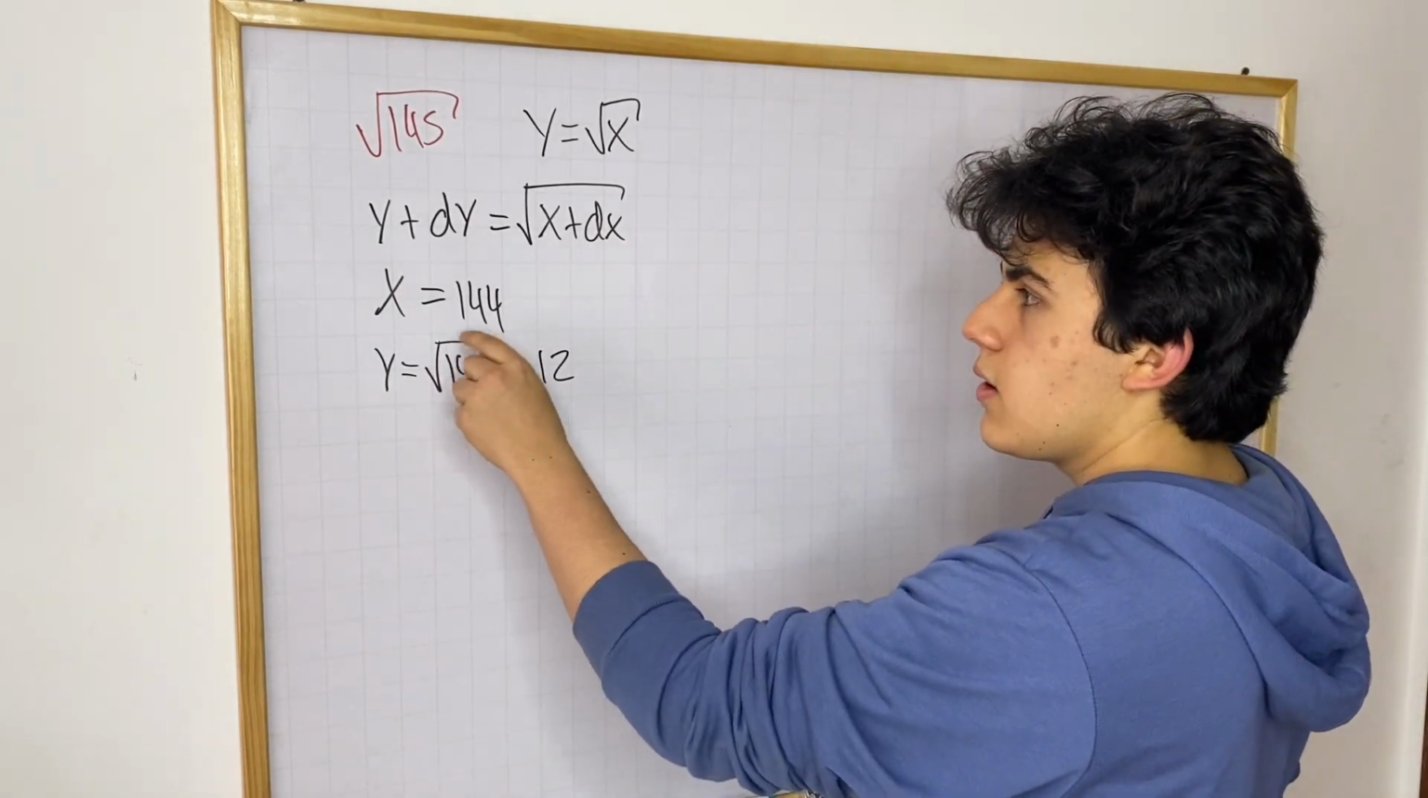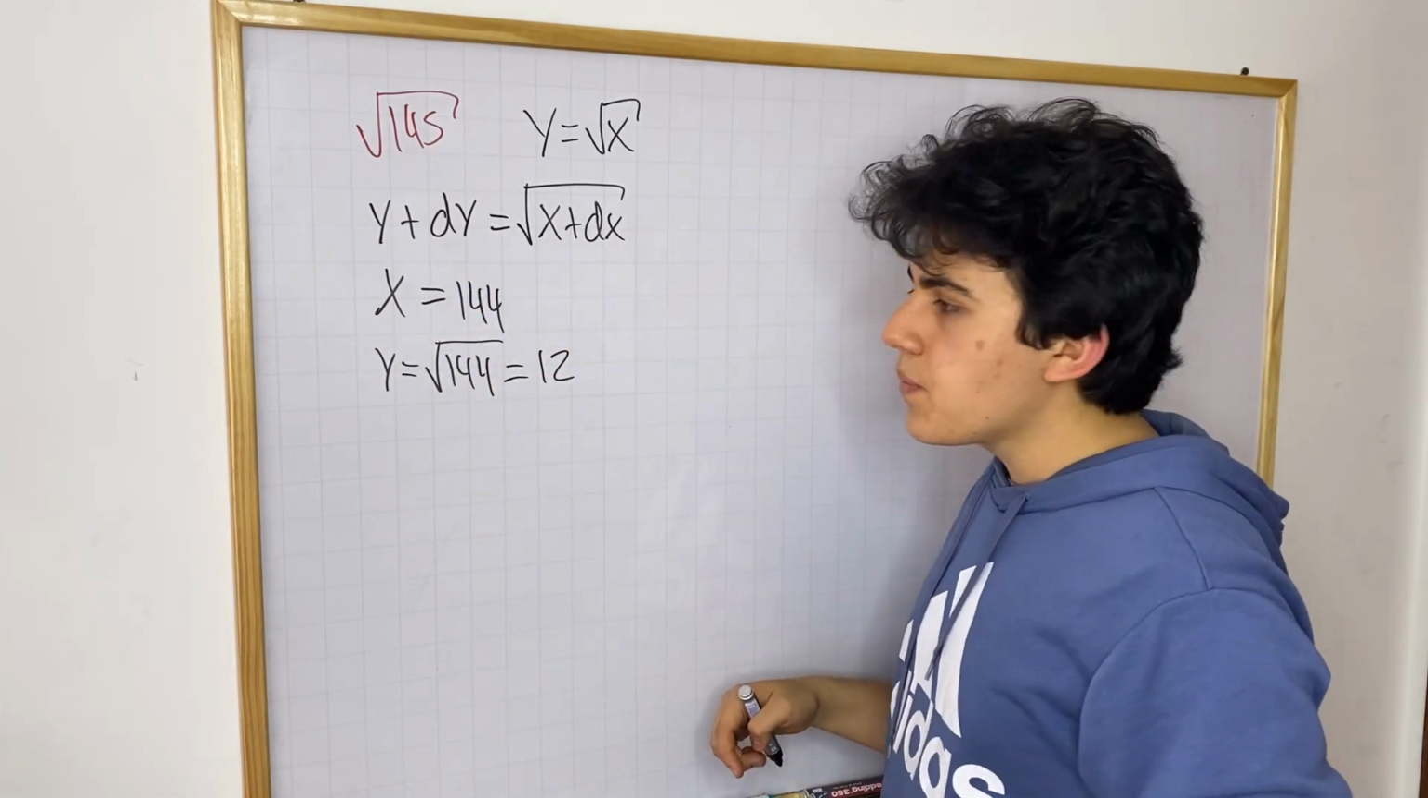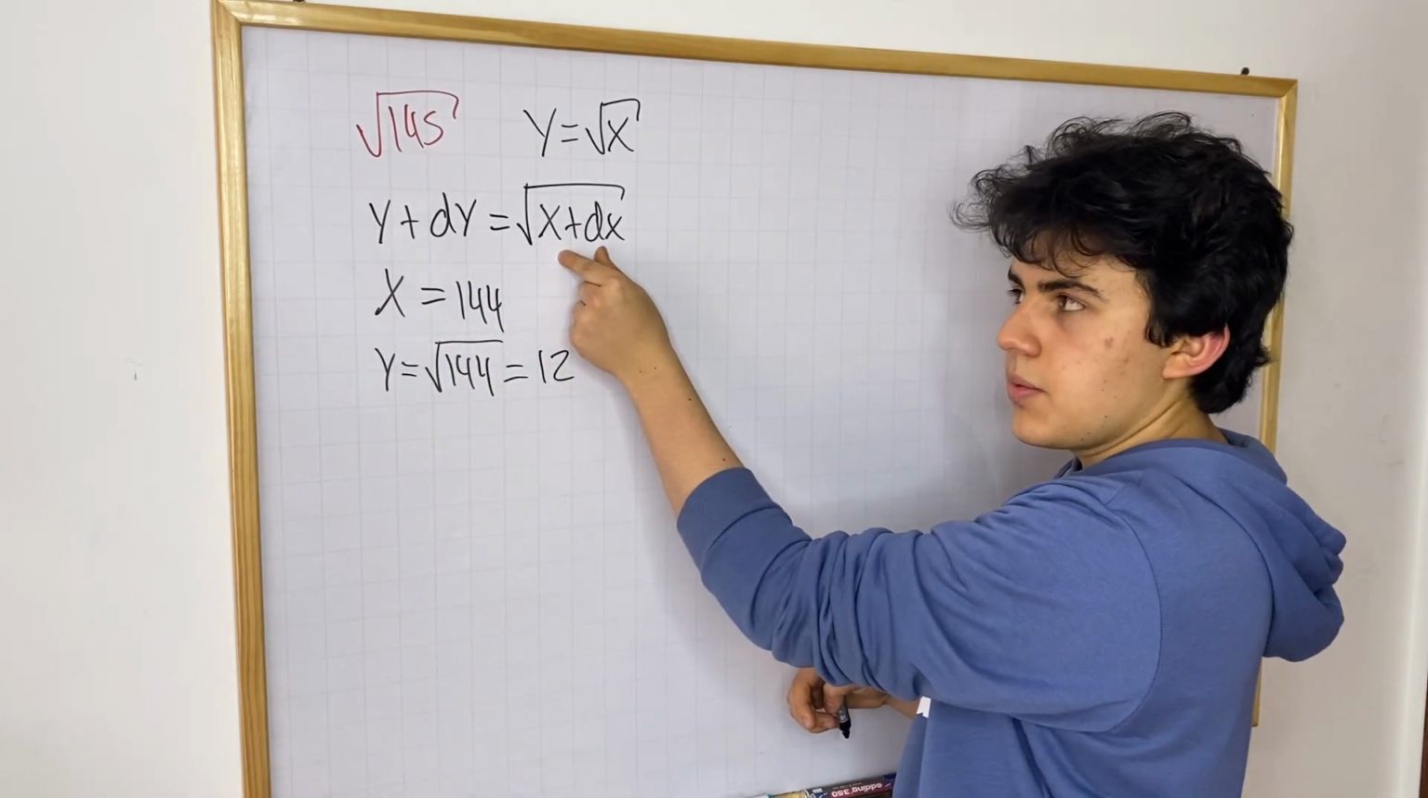So now these are the two values that we have, and we just simply need to find dx and dy. Now it is pretty easy to see what dx is going to be.